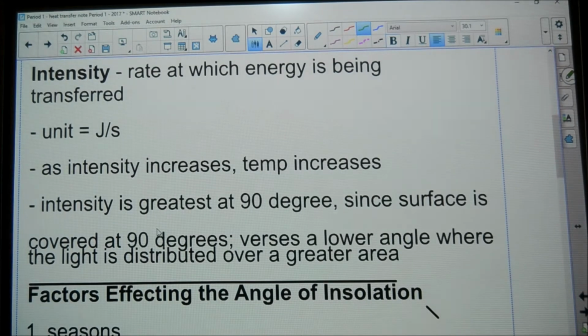Now, my intensity is going to be greatest when that sun or my heat source is directly above me, so at a 90-degree angle. Because what you're doing is you're concentrating that energy just right below you. The lower my angle, I'm dispersing that same amount of energy over a larger surface area. So it's less concentrated, it gets diluted. So remember, it's most intense directly above, lower angle, less intense, it gets diluted. So we need to look at factors that are going to affect my angle of insolation. Like I said, this is your astronomy.